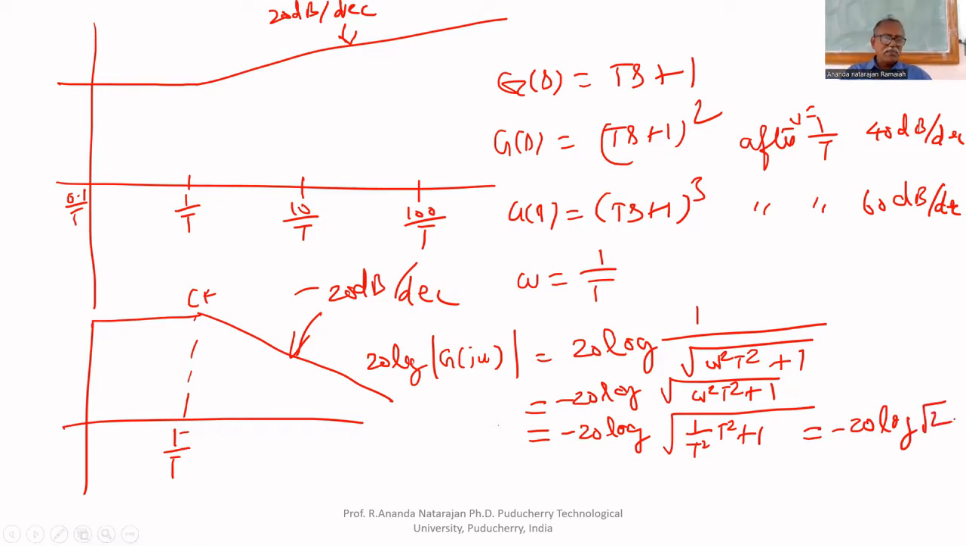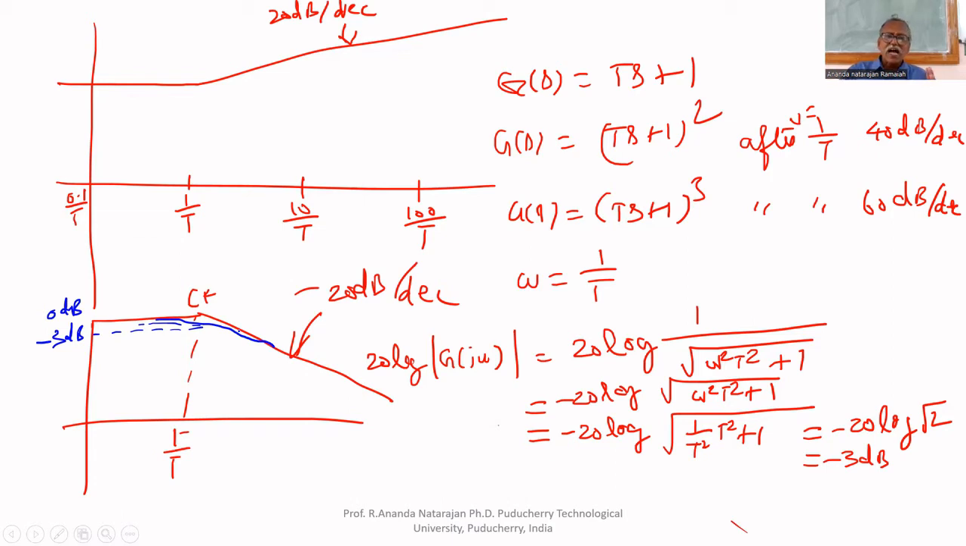If you calculate, you will get minus 3 dB. Therefore, the frequency response, the actual plot, at this point decreases like this. Here this is equal to minus 3 dB, 0 dB. Actually, up to corner frequency we have drawn 0 dB, but at corner frequency there is an error of 3 dB.